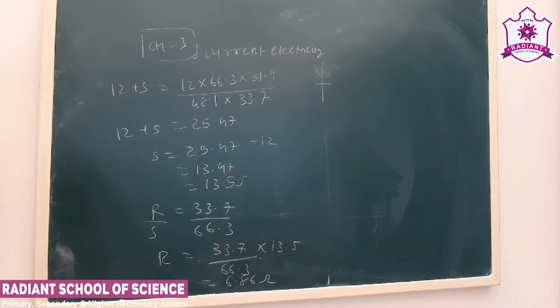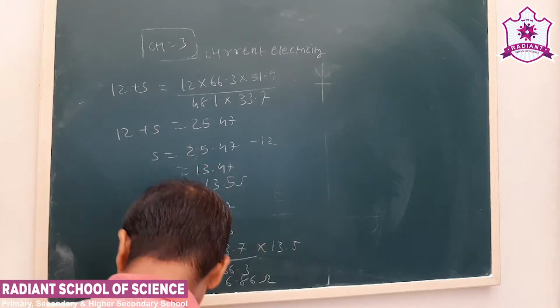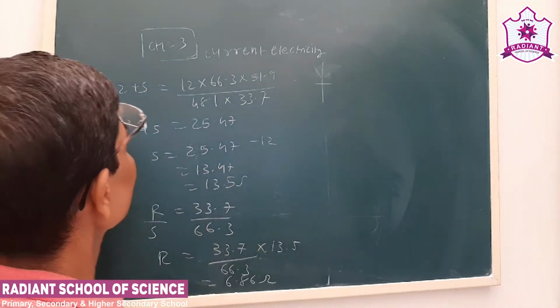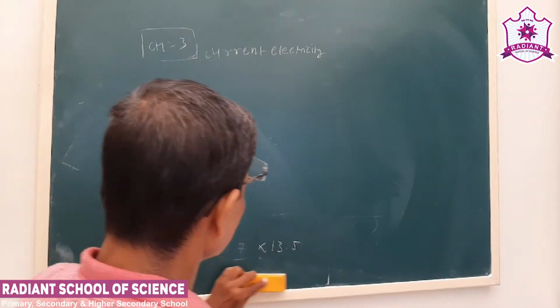Now next is our example 3.10. This is the case of the potential divider.